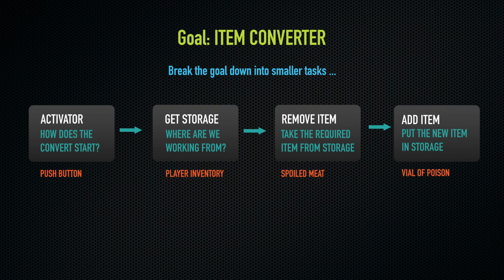So the 4 problems in order are: trigger the conversion, get a reference to the player inventory storage component, remove items from the player's inventory, and add items to the player inventory. We will start with the activator, then move through the rest in order.